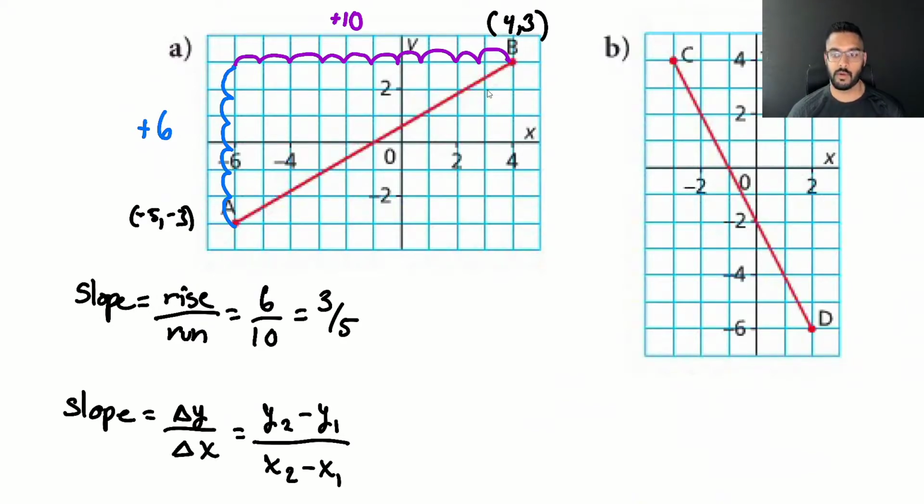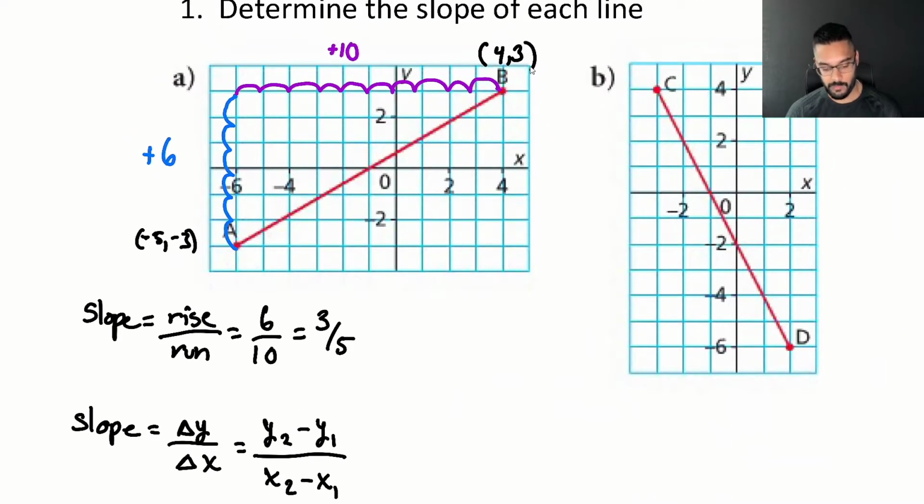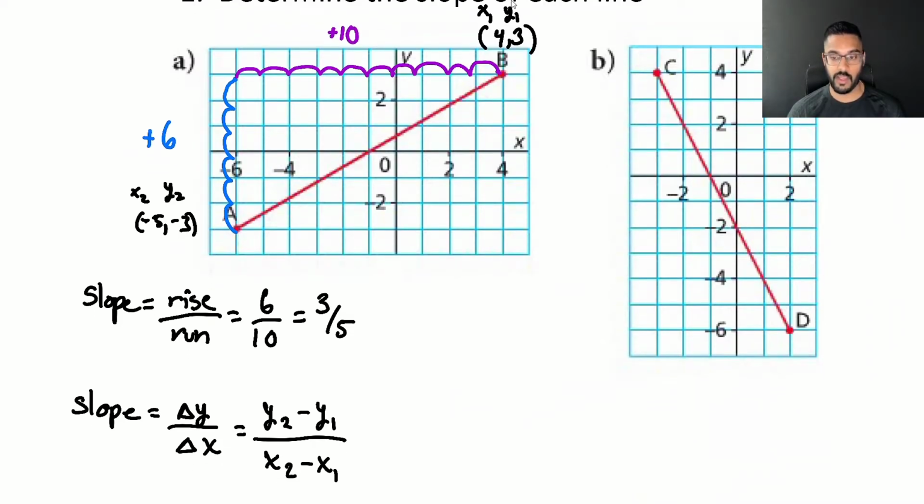Okay, so there's my coordinates: 4, 3, and negative 5, negative 3. I'm going to let that point, x2 and y2, be point B. So x1 is 4, y1 is 3, x2 is negative 5, y2 is negative 3. Then we can just plug in our numbers as we see them into this formula.